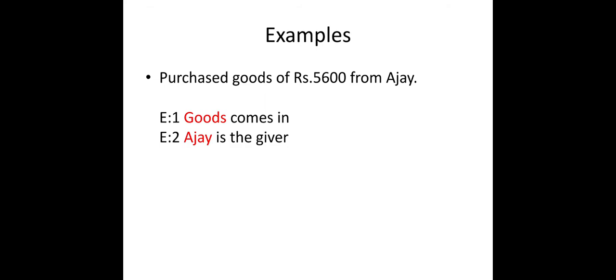Instead of goods, if we are buying goods, I told you which word you should use. Purchase. Yes. Okay, so goods comes in. So you cannot write goods account, but instead of goods, you should write purchase account. In effect number two, it is same. Ajay is the giver. So name of account is Ajay account. Effect number one, purchase account, because we are buying goods. And effect number two, Ajay account, because Ajay is the giver. Okay, so purchase account and Ajay account.